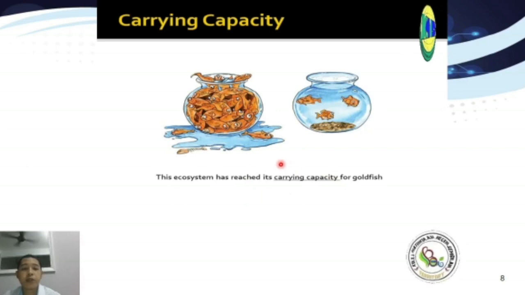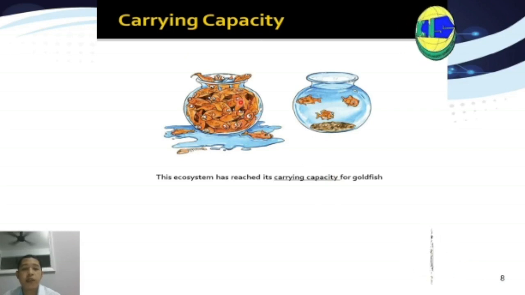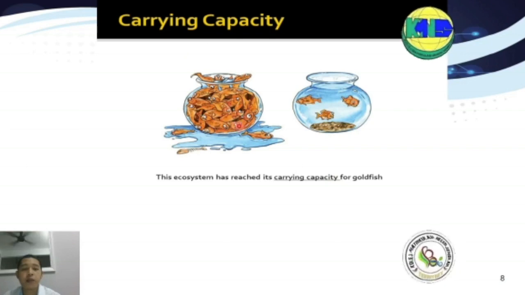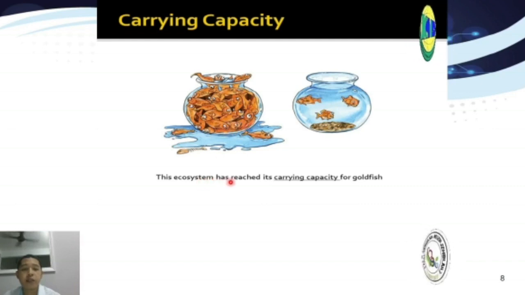This diagram shows an analogy of what carrying capacity actually is. If you put goldfish in a container, beyond the container's space, some goldfish will die. This is because the container cannot support a large number of goldfish. This ecosystem is said to have reached its carrying capacity for goldfish.